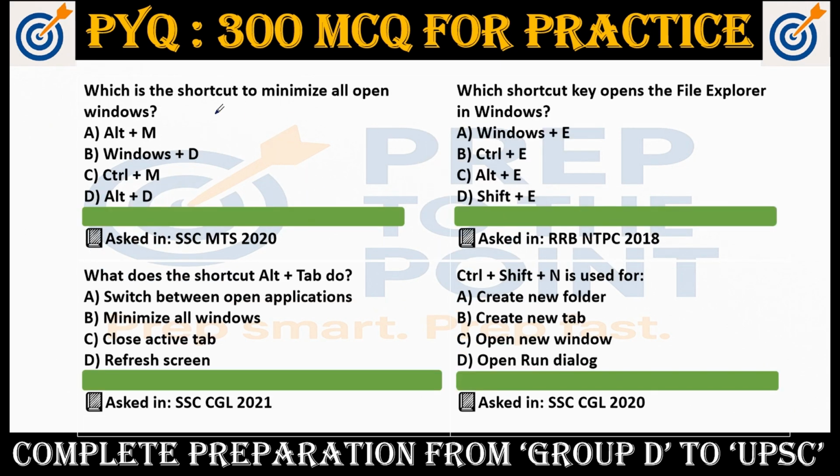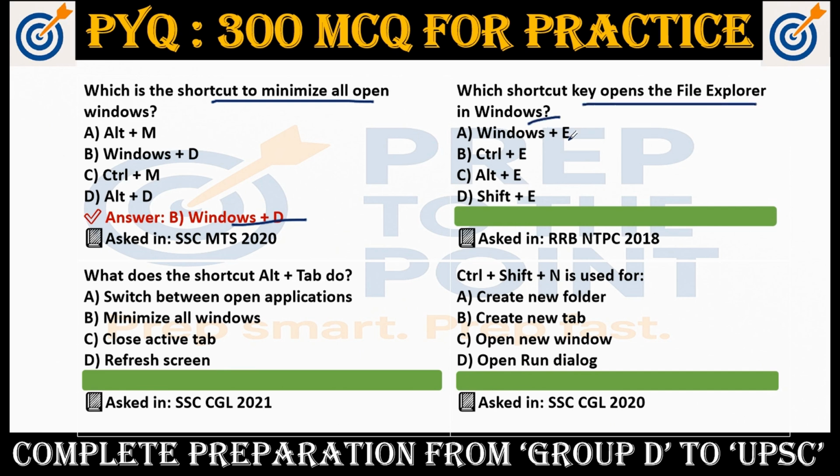Which is the shortcut to minimize all open windows? Alt M, Windows D, Control M, or Alt D? The correct answer is Windows D, to minimize open windows. Which shortcut key opens the File Explorer in Windows? Windows E, Control E, Alt E, or Shift E? The correct answer is Windows E.